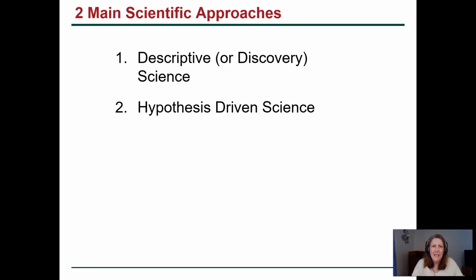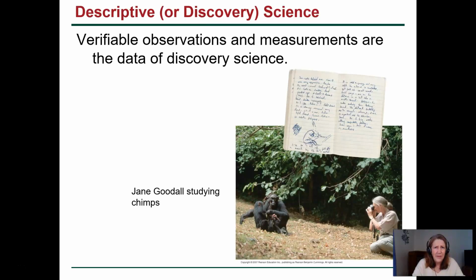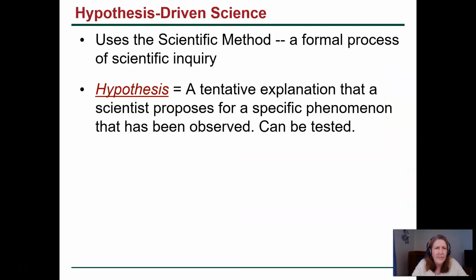There are two main scientific approaches, descriptive or discovery science and hypothesis-driven science. In actuality, having been a scientist on a lab bench for 10 years, it is kind of a combination of the two. Descriptive or discovery science is where you have someone like Jane Goodall studying chimps. She made incredible notebooks filled with observations. Someone else can come along and repeat those.